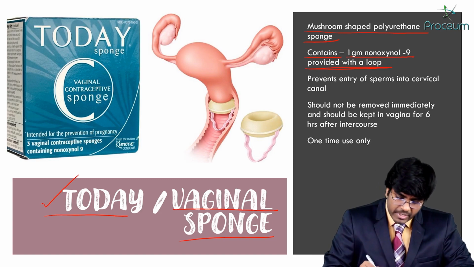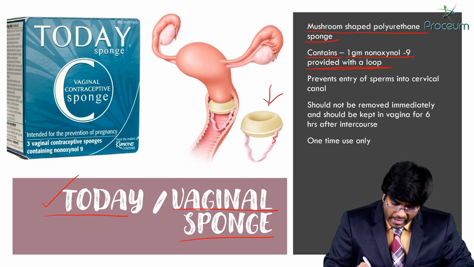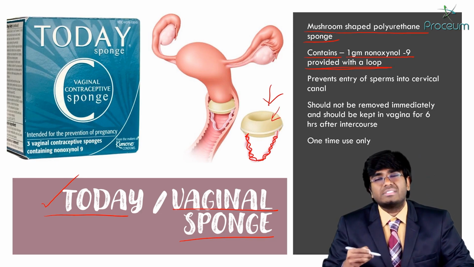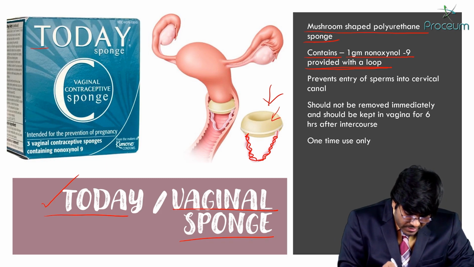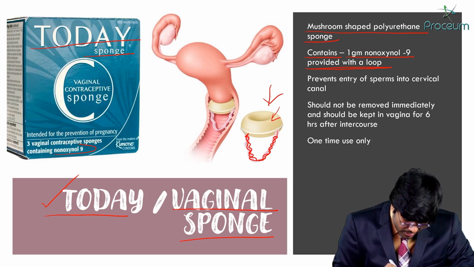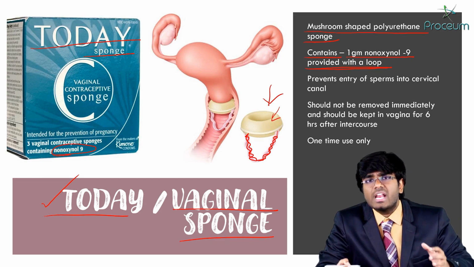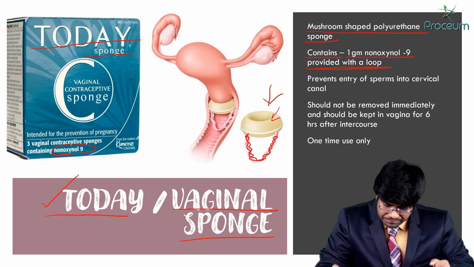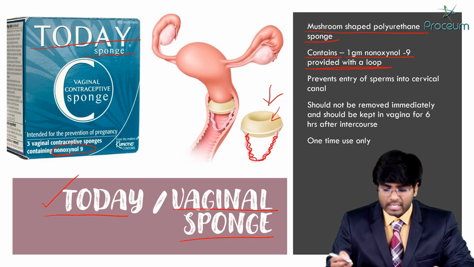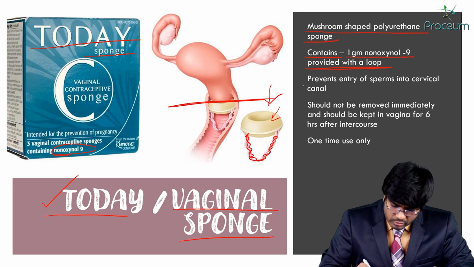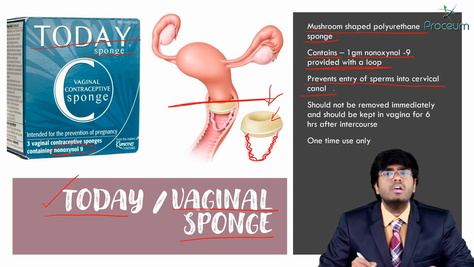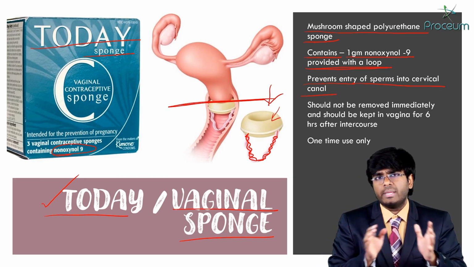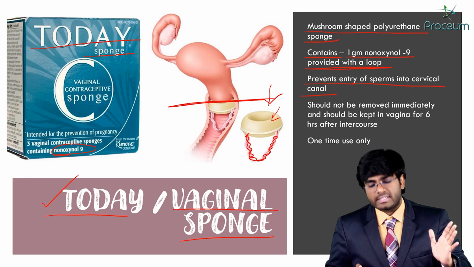loop. Guys, image based question, very, very important. It's going to have a loop and it contains nonoxynol 9. Even here, the Today sponge contains nonoxynol 9. What is nonoxynol 9? Nonoxynol 9 is a spermicidal agent. It's going to kill the sperms on contact. So how is this going to be helpful? It's going to create a barrier, and it prevents the entry of sperms into the cervical canal, so that the sperm and ovum are not going to meet, so there is no fertilization, no pregnancy.